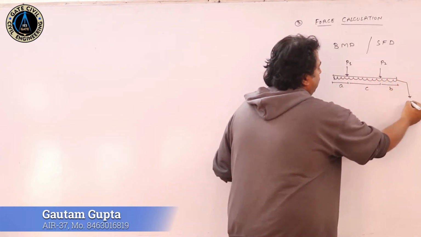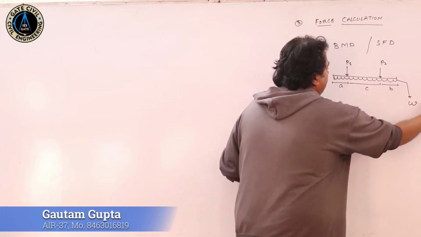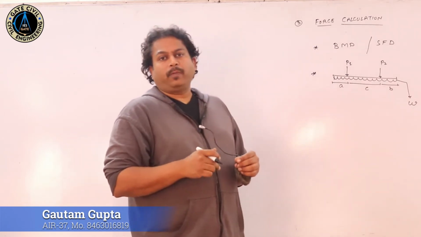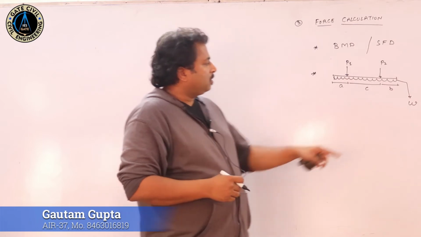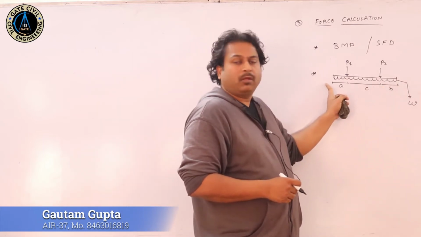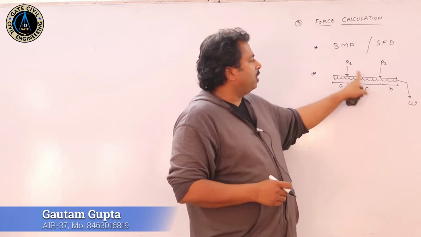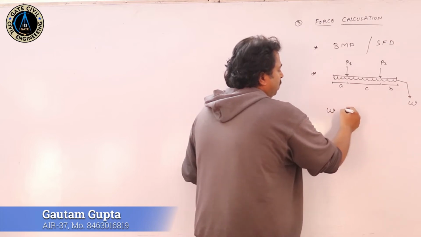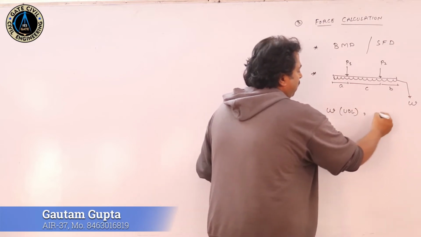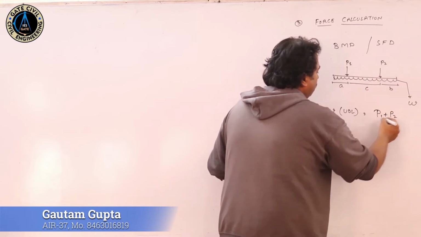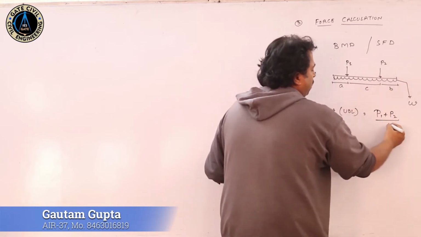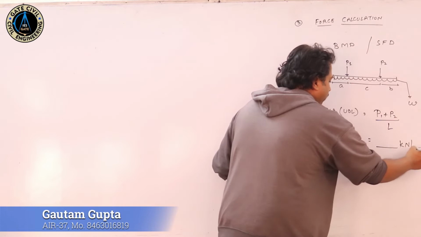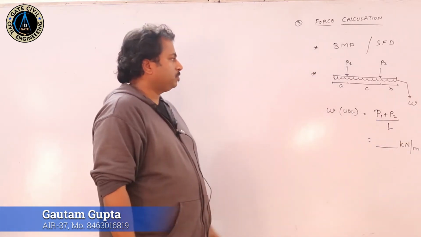This UDL has the intensity of W in terms of kilonewton per meter. The total structural system should be in equilibrium. So, this W, which is acting over this entire length, that is capital L of the footing, should be equal to P1 plus P2. So, W, which is the UDL, is given as P1 plus P2 divided by this total length L. So, this value we can calculate in terms of kilonewton per meter.